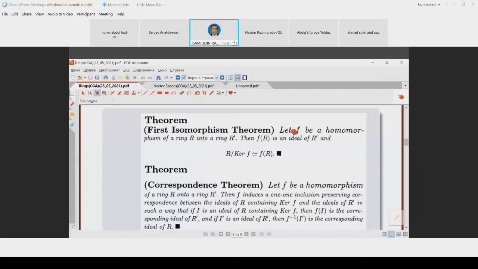So if you have any homomorphism from R to R prime, then the image of R is a subring. Subring means you have a ring again. So you have two rings. One is R over the kernel of F. Another one is F of R. Then this theorem says these two rings are isomorphic. So that means there is an isomorphism.